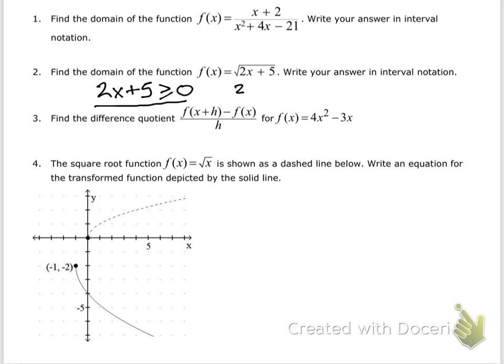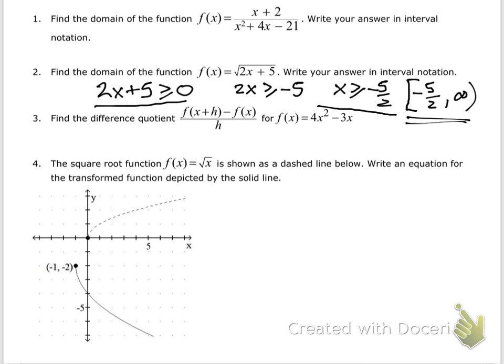So if I just take away 5 from both sides and then divide both sides by 2, I'll get that x is greater than or equal to negative 5 over 2. Now in interval notation, that is this, with a bracket, negative 5 over 2 to infinity. There you go. That is the answer to question 2.